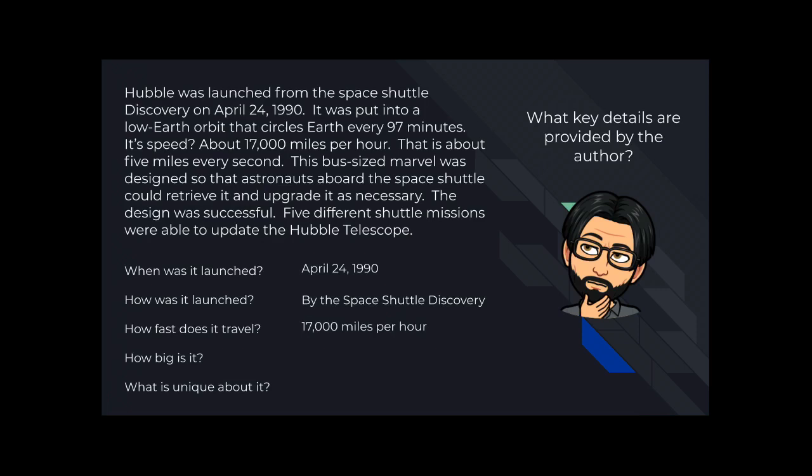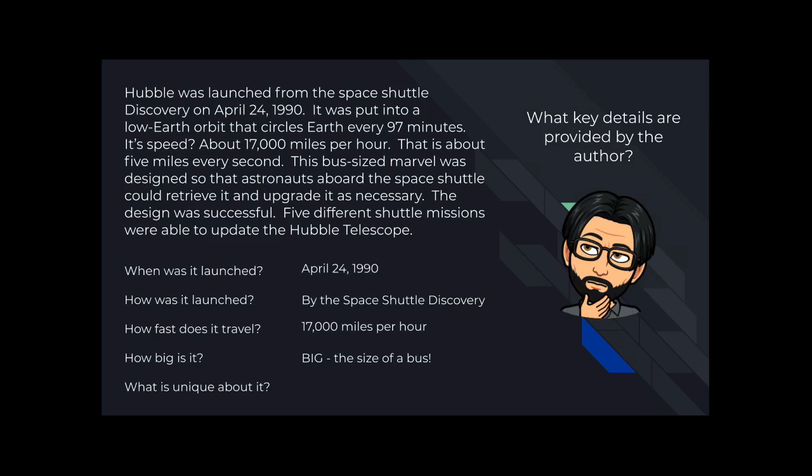How big is it? Even though the author does not give us direct information about the dimensions or the size itself of the telescope, the author does state that it is bus-sized. Based on that information, we know that the telescope is big. What is unique about it?